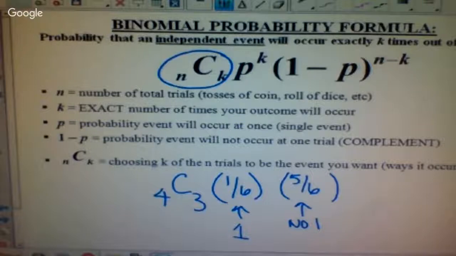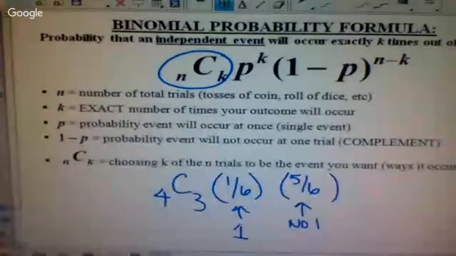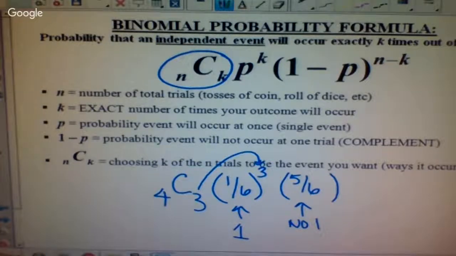That's K. Okay? Hold up. We now need to raise both of these to some power. How many times do we want a 1 to show up? 3. So that goes here. This number goes here. If I want 3 ones to show up and I'm doing a total of 4, how many non-ones do I need? 1. So that makes this a 1. This number and this number must add together to give me this number.